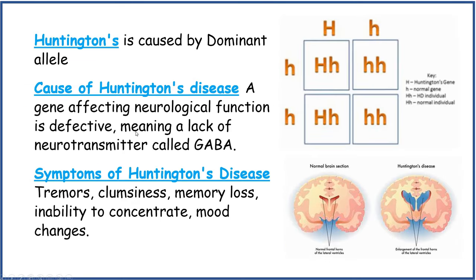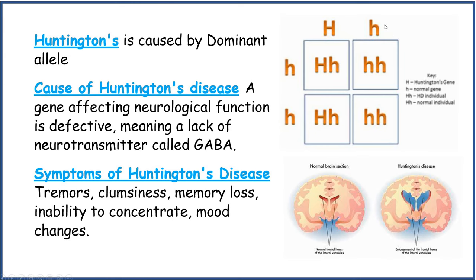Huntington's disease. Huntington's is caused by a dominant allele this time. Cause of Huntington's disease is a gene affecting neurological function and means a lack of neurotransmitter called GABA is produced. Symptoms of Huntington's disease are tremors, clumsiness, memory loss, inability to concentrate and mood changes. So the thing with Huntington's is it usually is late onset, so they don't develop the symptoms until later in life. By that time they will already have passed on their genes.